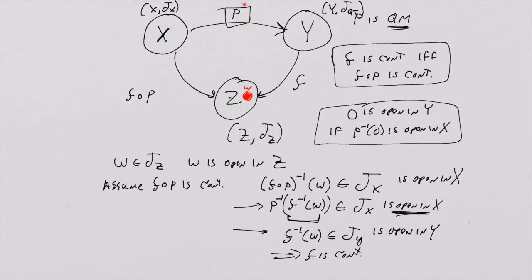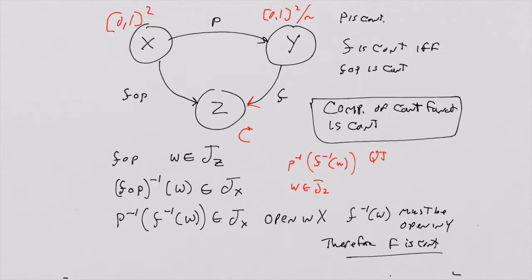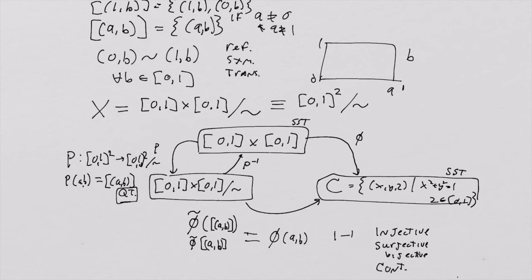So when P is a quotient map, I know that F will be continuous if F composed with P is continuous. Okay, so now we're going to apply this to this situation here. And let's see exactly how we are going to do it.